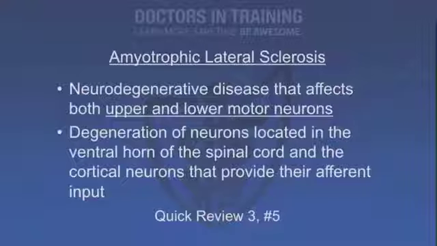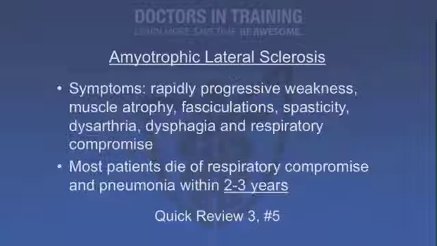Next, what are the primary characteristics of amyotrophic lateral sclerosis, or ALS? I just want to give you a few more details about this. So it's a neurodegenerative disease that affects both upper and lower motor neurons. That's an important distinction there that you might get on a test. Degeneration of neurons located in the ventral horn of the spinal cord and the cortical neurons that provide their afferent input. Symptoms will include rapidly progressive weakness, muscle atrophy, fasciculations, spasticity, dysarthria, dysphagia, and respiratory compromise.